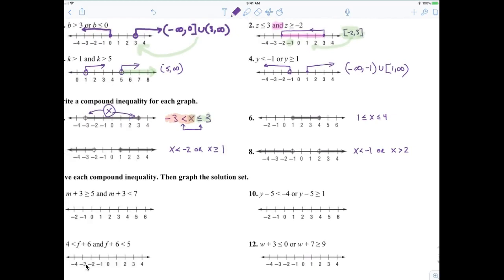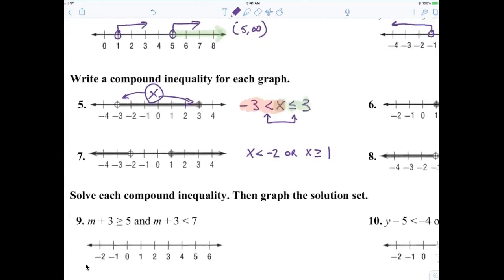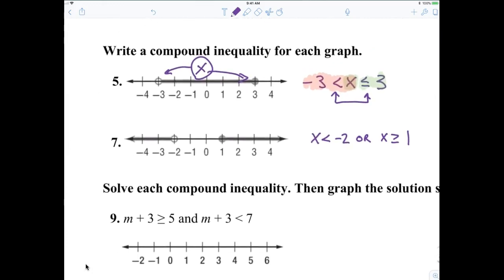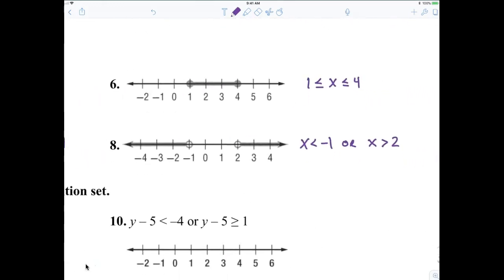Now, if I ask you to write it in interval notation, we're going to practice that also. So number 5, the interval notation would just be what? Come on, you should be good at that. That's what that means. Yep, you got the next one. Number 6, what is it? Bracket 1, 4, bracket. That's exactly right.